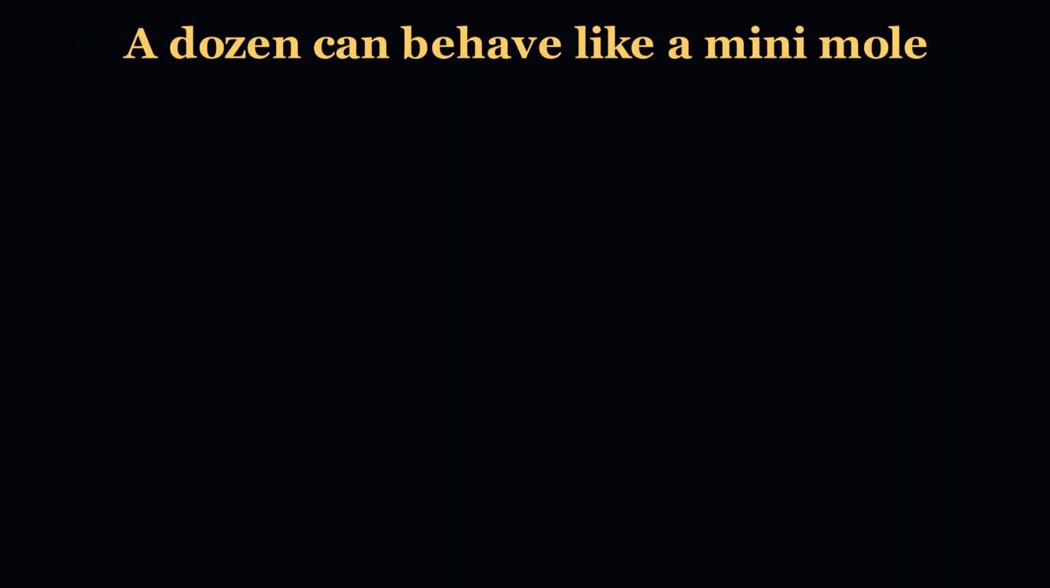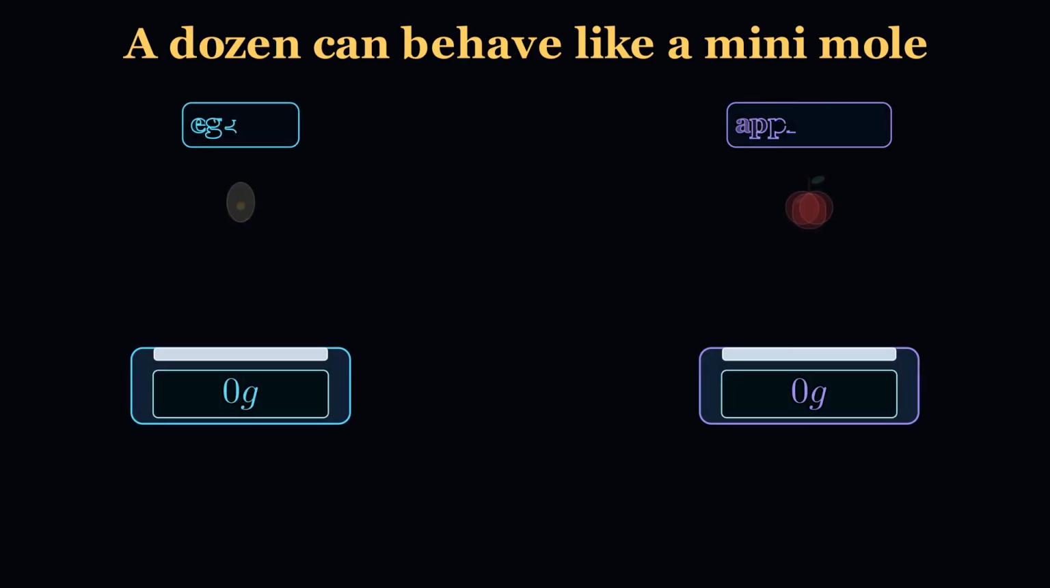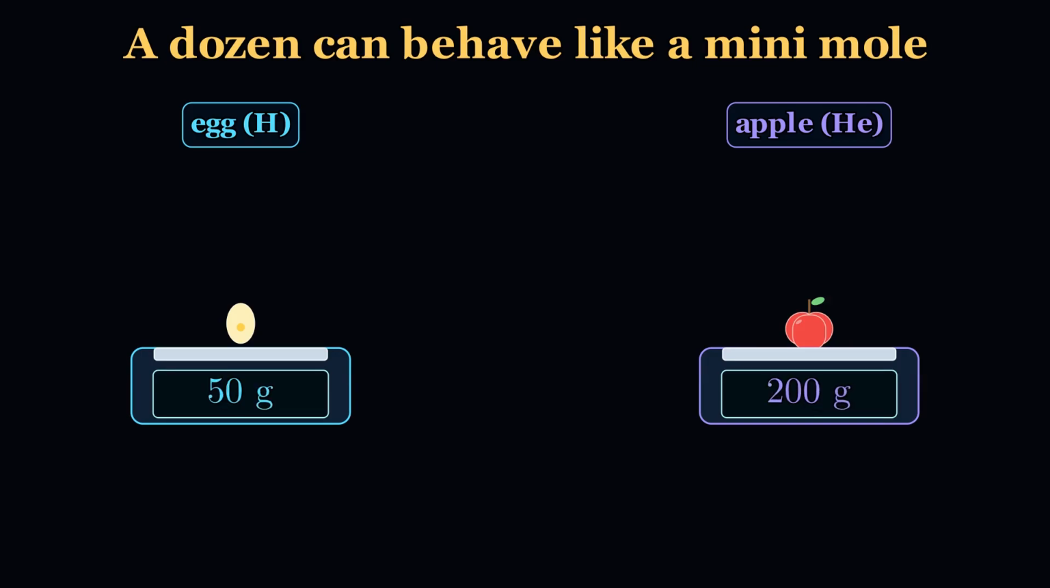Now let us make that idea feel much more normal. Think about a dozen. A dozen means 12 items. We will pretend that 1 egg is a hydrogen atom, and we will pretend that 1 apple is a helium atom. 1 egg has a mass of 50 grams. 1 apple has a mass of 200 grams. 200 divided by 50 is 4, so the apple is 4 times heavier than the egg.